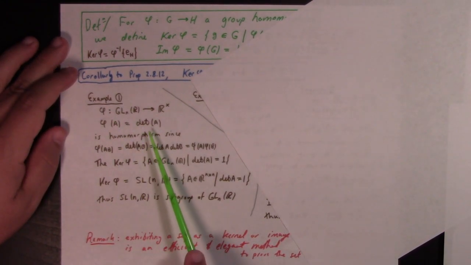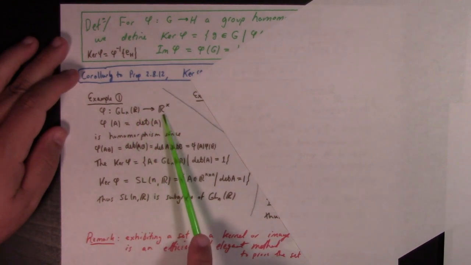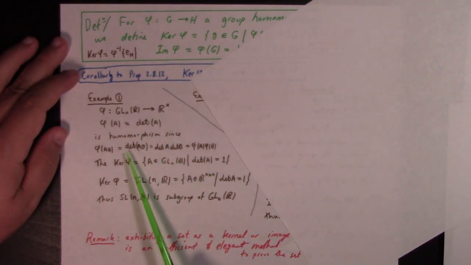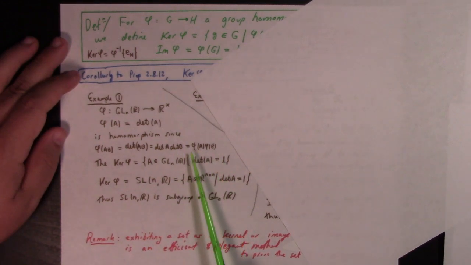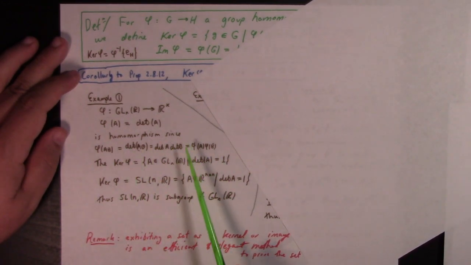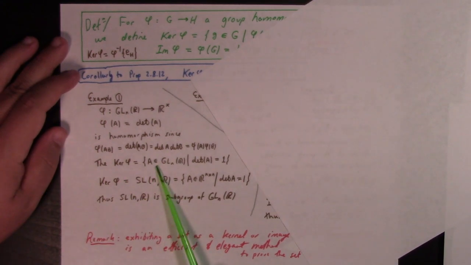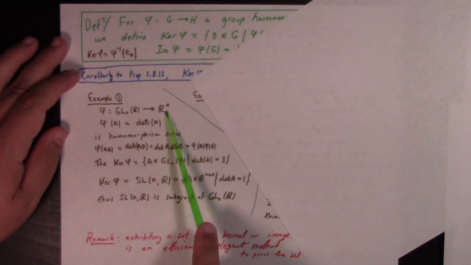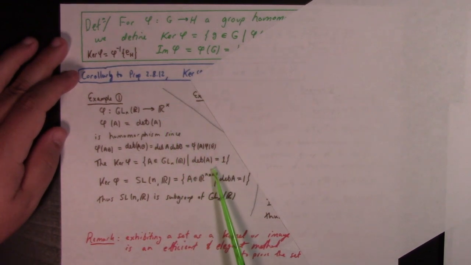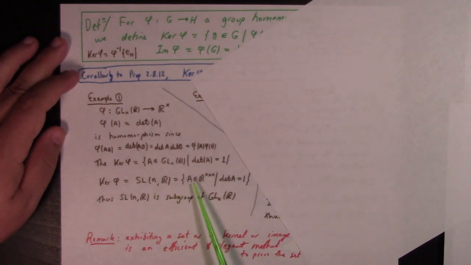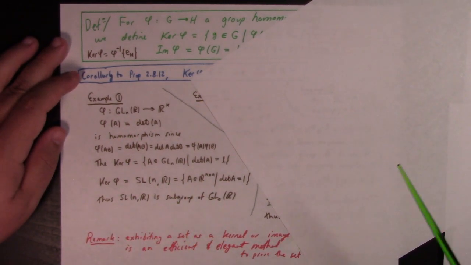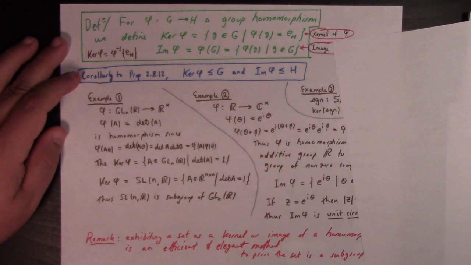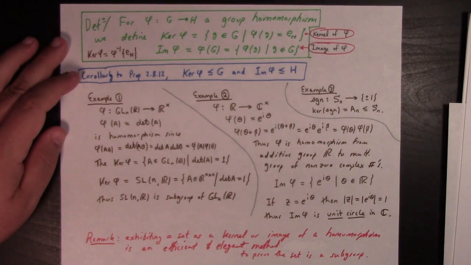First of all, the determinant map gives us a homomorphism from invertible matrices to non-zero real numbers under multiplication. Here's the determinant of the product being the product of determinants. That gives us the homomorphism. And the kernel is just the set of matrices that have determinant 1, because 1 is the identity of the multiplicative group of non-zero real numbers. But of course, this is just SL_n(R), the special linear group of n by n real matrices. And so exhibiting this map and noting that it's the kernel proves that SL_n is a subgroup of GL_n(R). It's pretty nice.